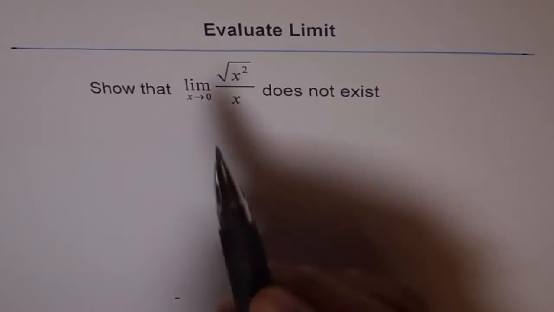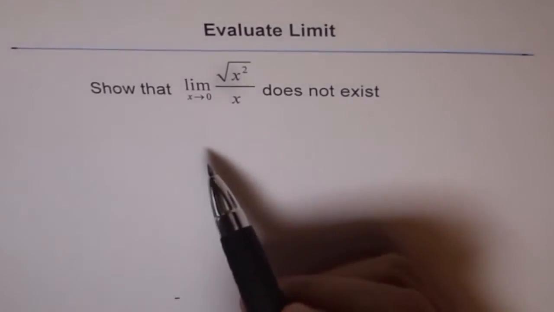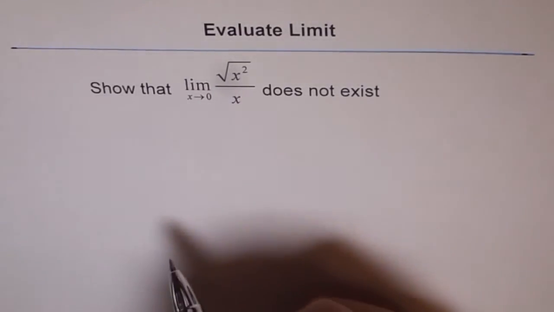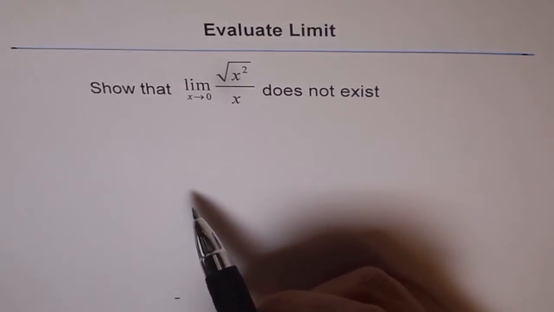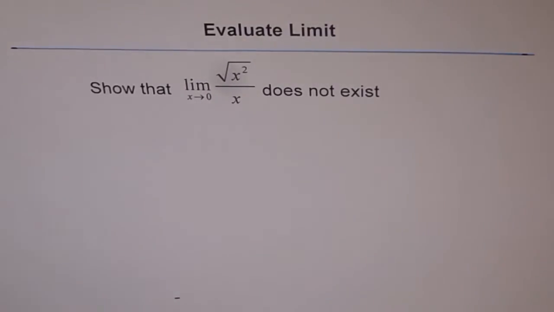Well, what is the square root of x square? That is a big question. Normally, a student will write that the square root of x square is x, which is wrong. First, let's try to understand why.